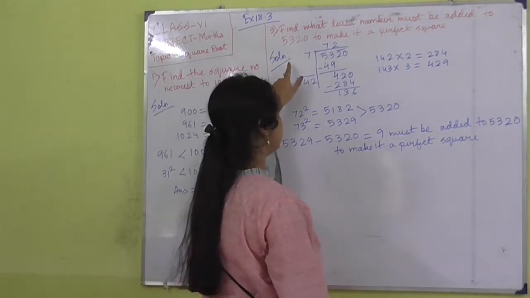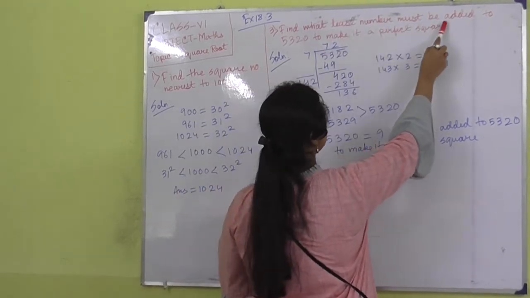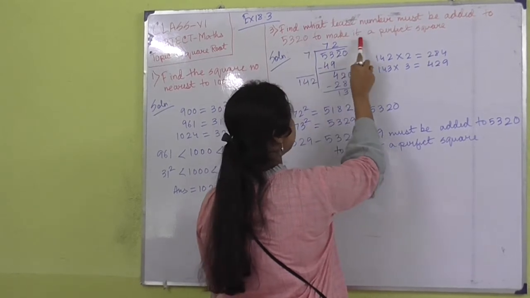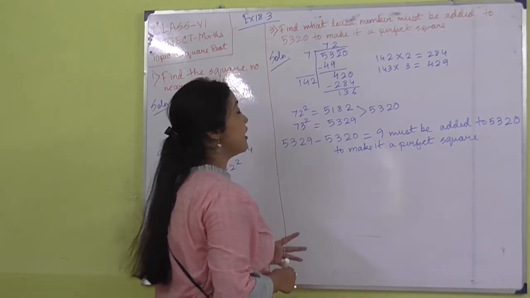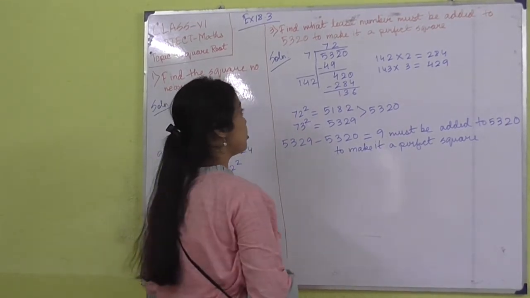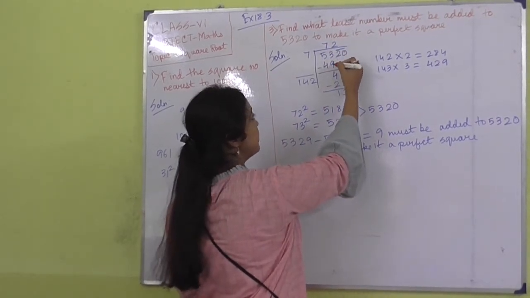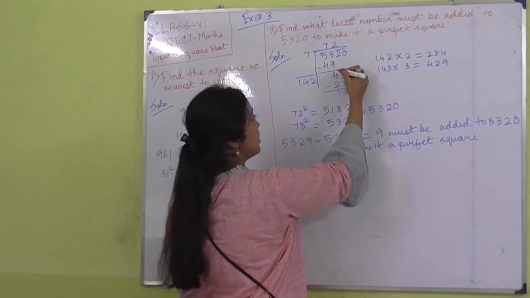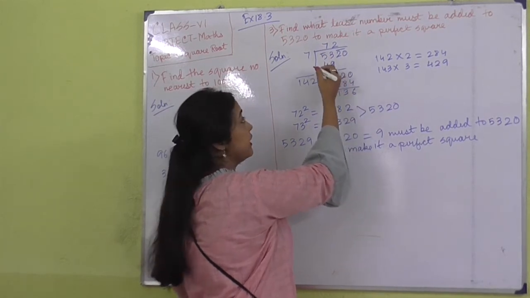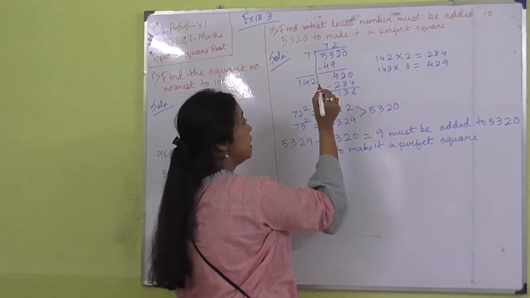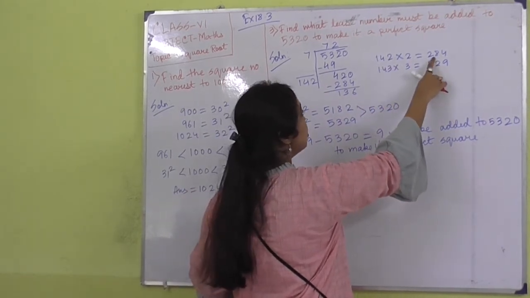Next is problem number 3. It has been told to find what least number must be added to 5320 to make it a perfect square. So in case of 5320, first of all we have to try to find the square root of 5320. So 7 7 is 49, which is less than 53, and after subtraction we are getting 4, and we are writing this 20 over here, and 7 plus 7, it is coming as 14.